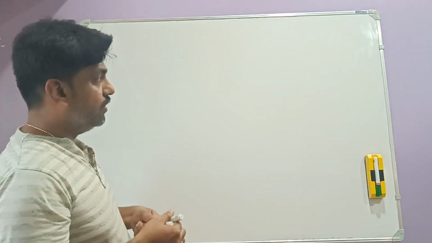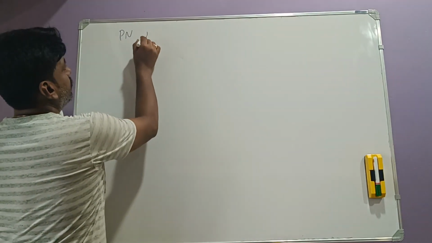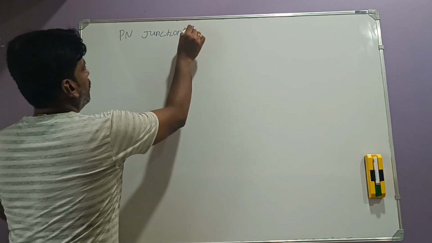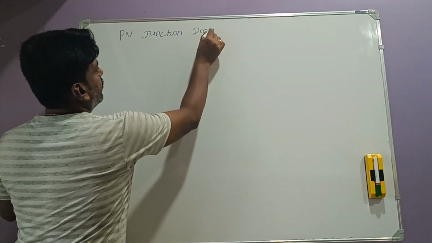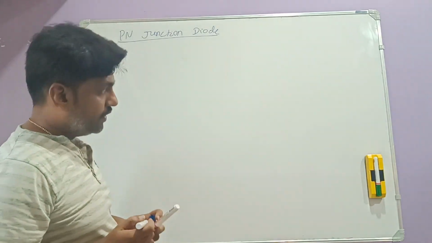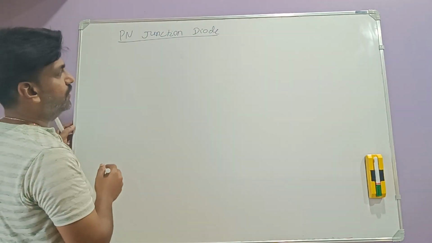So in this video, we are going to see the PN junction diode, the PN junction diode in forward biasing as well as reverse biasing. First, we should know the symbol of the PN junction diode.